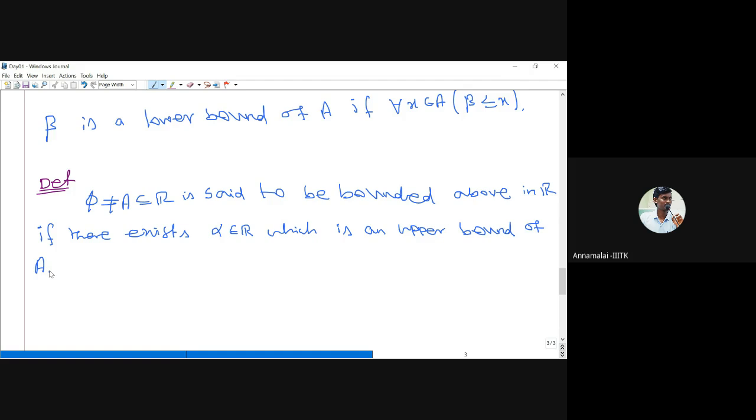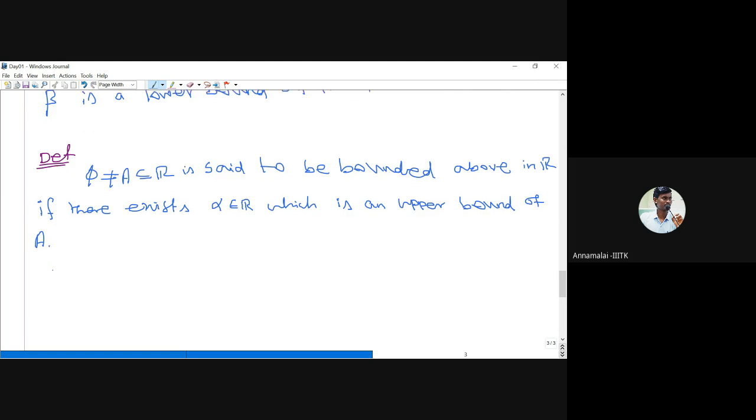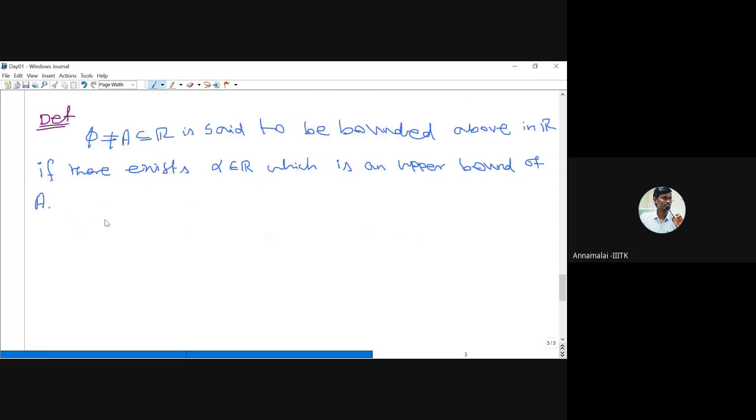Similarly, when we say a set is a bounded below set, there is at least one lower bound that exists for the set. Okay. So if we use the quantifier, we can write that there exists an alpha in R such that if we take any element x in A, x is less than or equal to alpha, then we say A is bounded above. So this is the definition for A is bounded above.